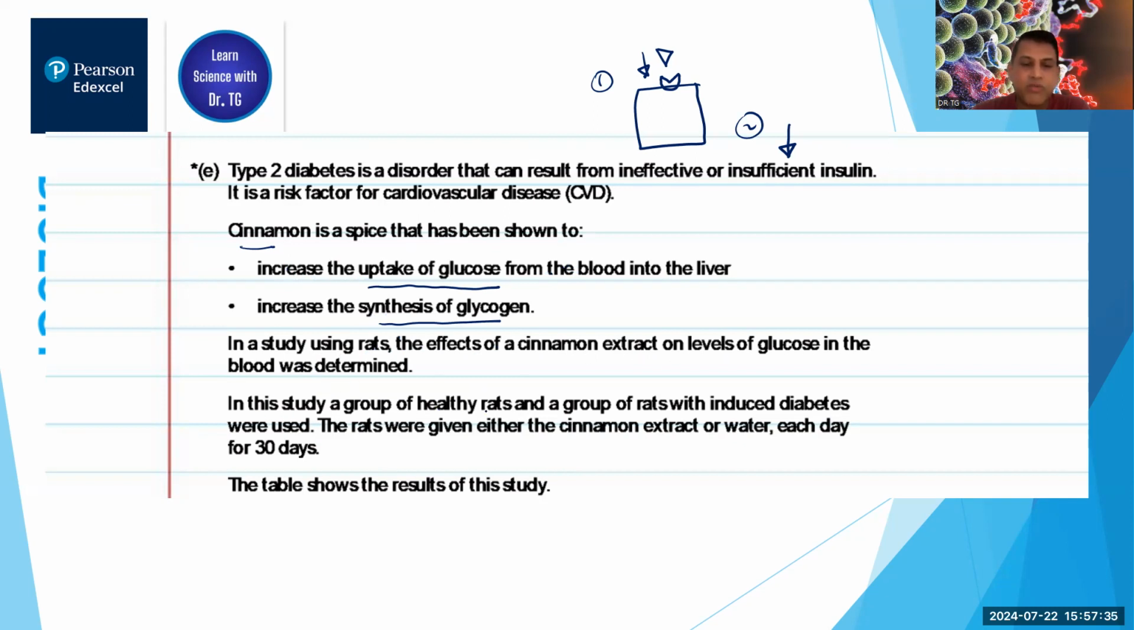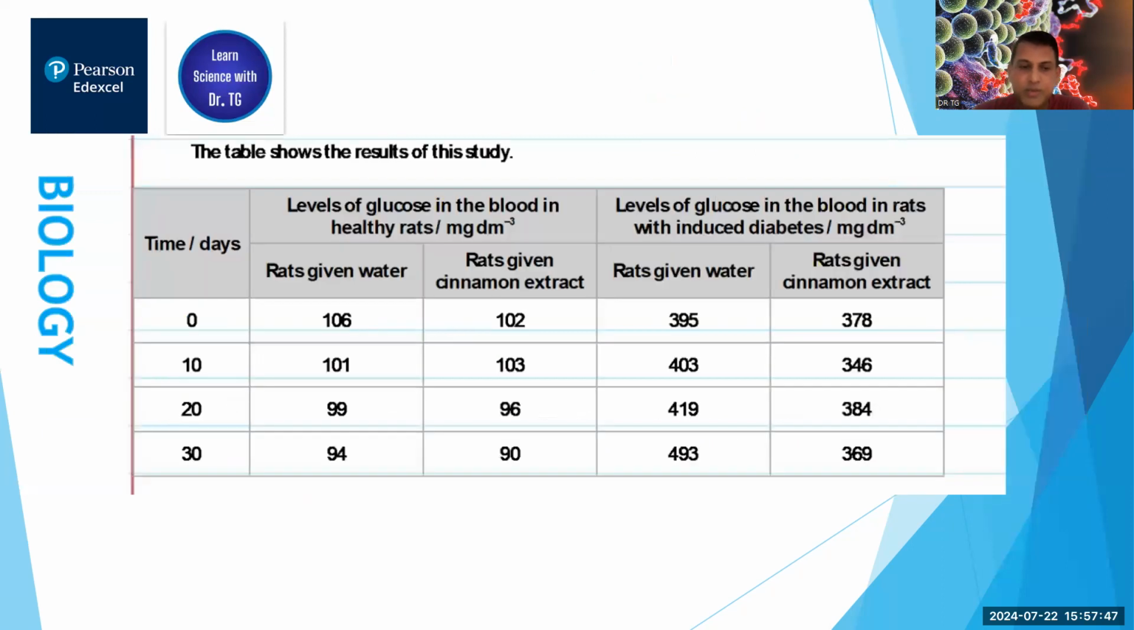In this study, a group of healthy rats and a group of rats induced with diabetes were used. The rats were given either the cinnamon extract or water each day for 30 days. Water is used as a control. The table shows the result of this experiment.